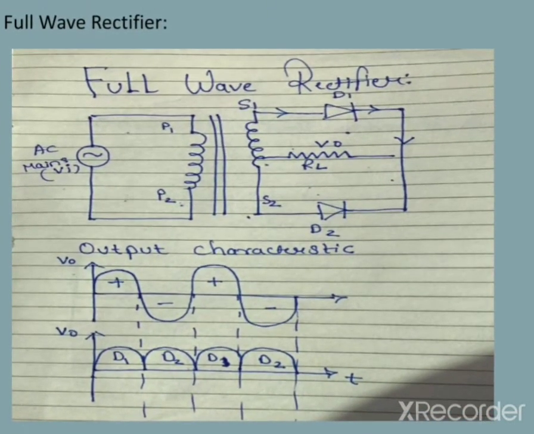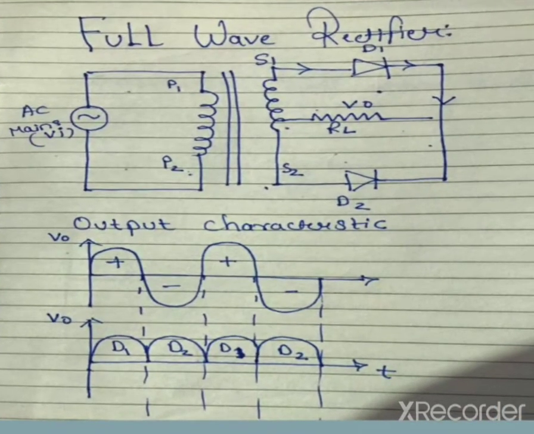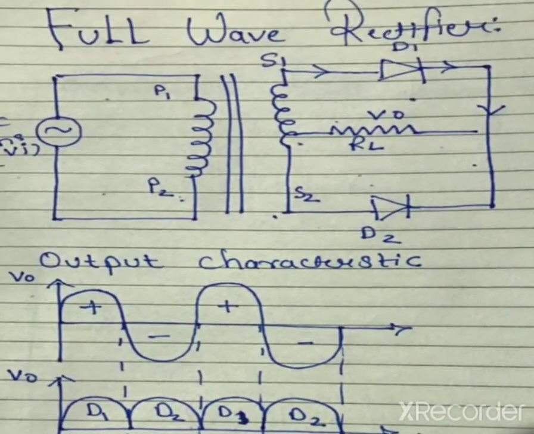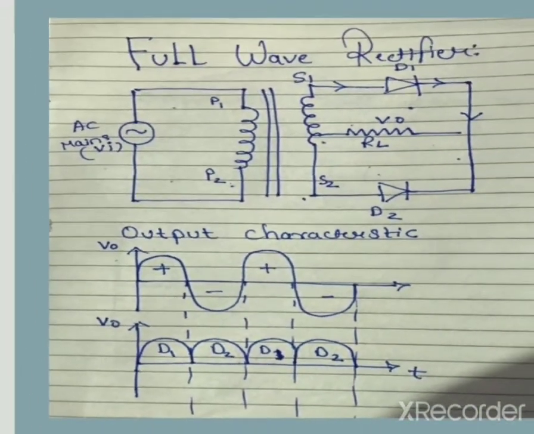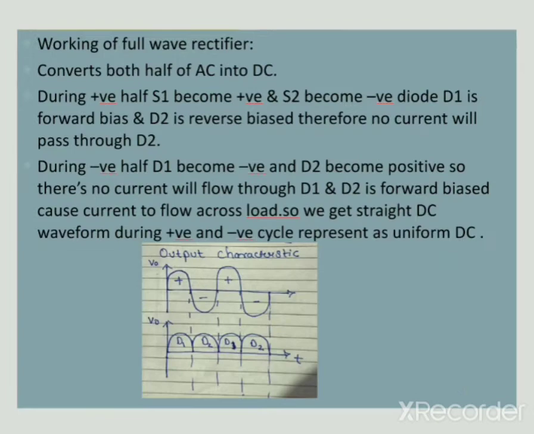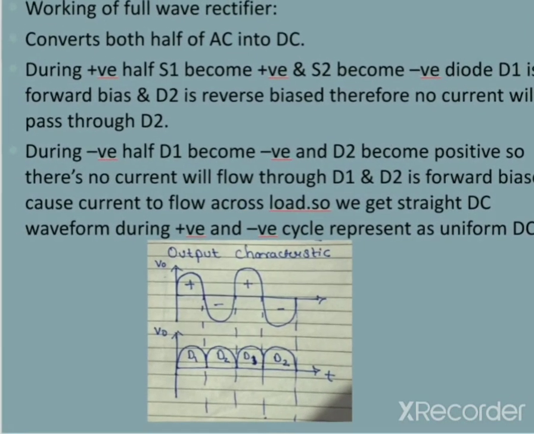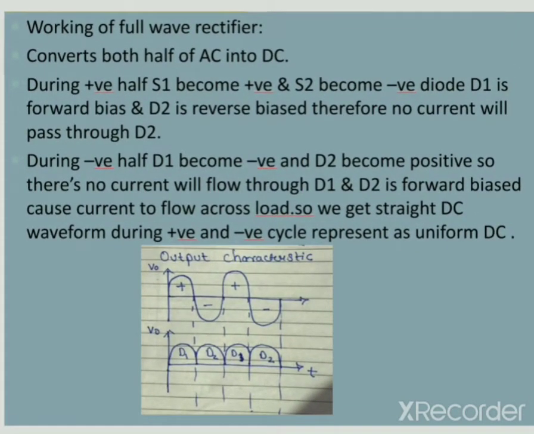The full wave rectifier again works on the PN junction diode, and here we use two diodes, D1 and D2. It is the same as the half wave rectifier, but here we use two diodes, D1 and D2. Here you can see the output characteristics of the full wave rectifier. Now coming to the working of the full wave rectifier, it converts both halves of the AC into DC.